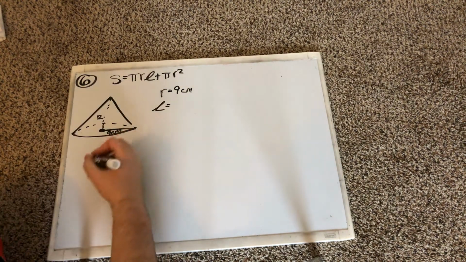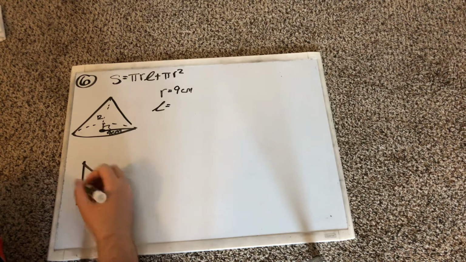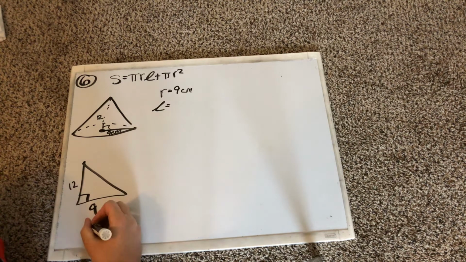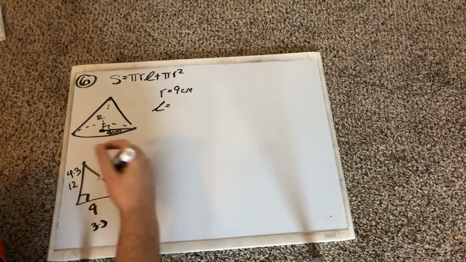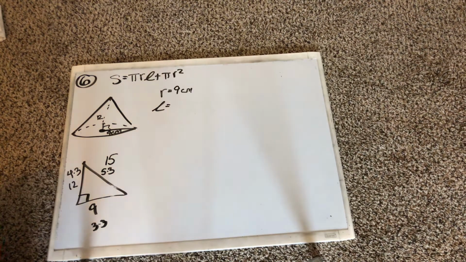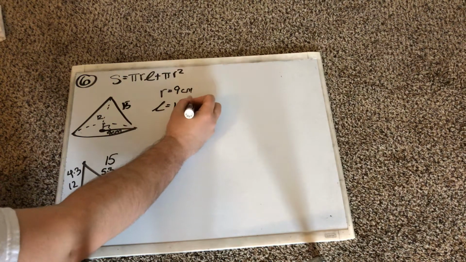But if we notice, it creates a right triangle. 12, 9. Well, this is really just 3 times 3. This is 4 times 3. 3, 4, 5. 5 times 3 is 15. So the slant height is 15 centimeters.